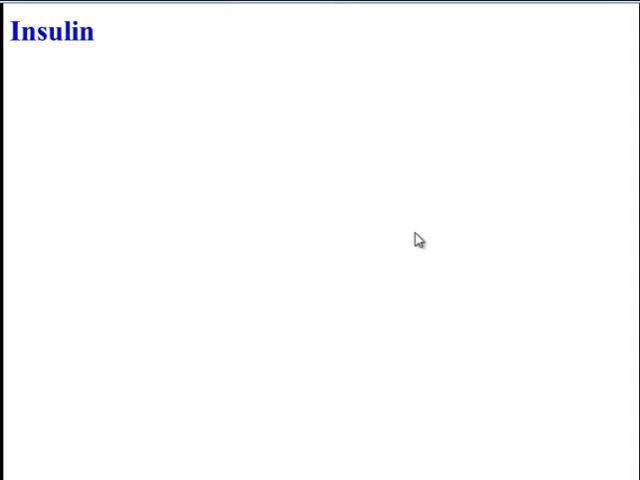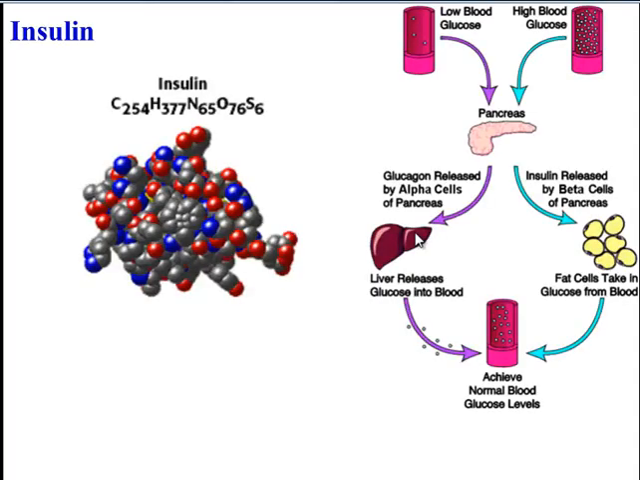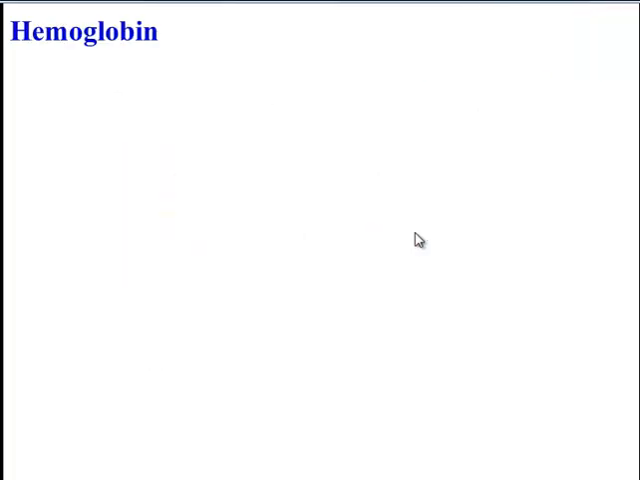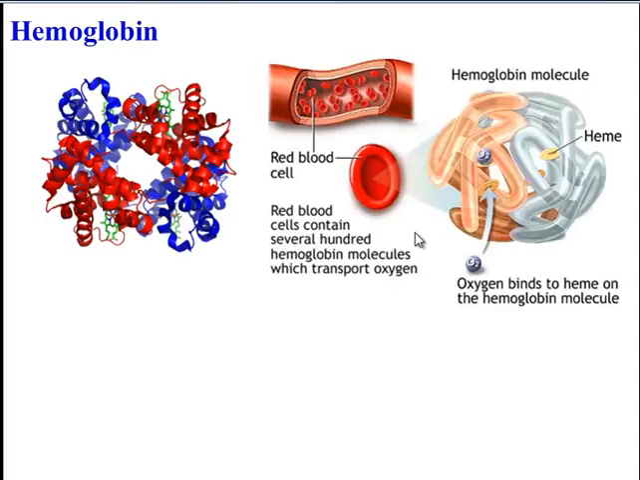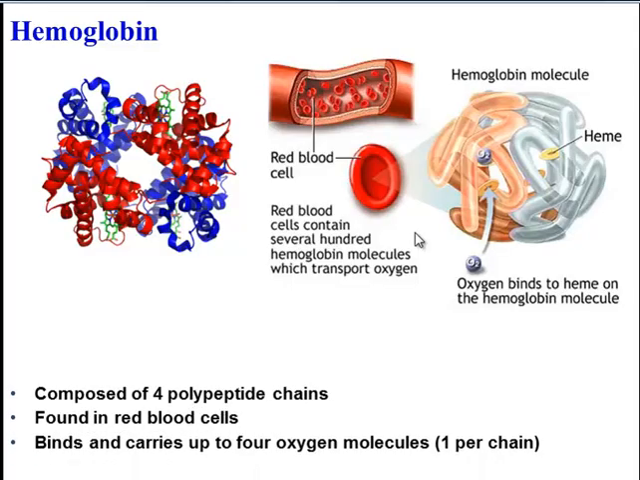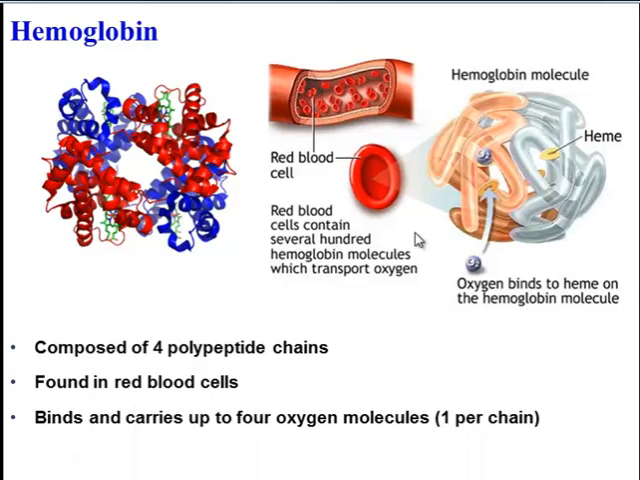Insulin is a protein that acts as a hormone or a chemical messenger. Insulin's job is to lower blood glucose levels in your body. Hemoglobin is a protein we're pretty well familiar with. Hemoglobin is found in your blood cells, and the job of hemoglobin is to bind oxygen.